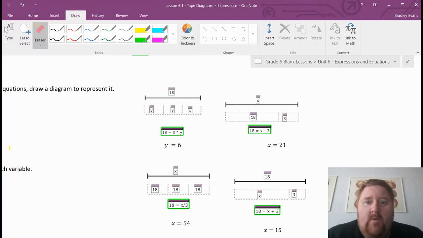What I'd like you to do now is pause and have a little reflection. What's a question that you have after this warm-up, right? After your introduction to expressions, equations, and tape diagrams. What's confusing you right now? What's something that you need to go back and maybe look at again? Make sure you write that down on your page and then post it to Google Classroom.